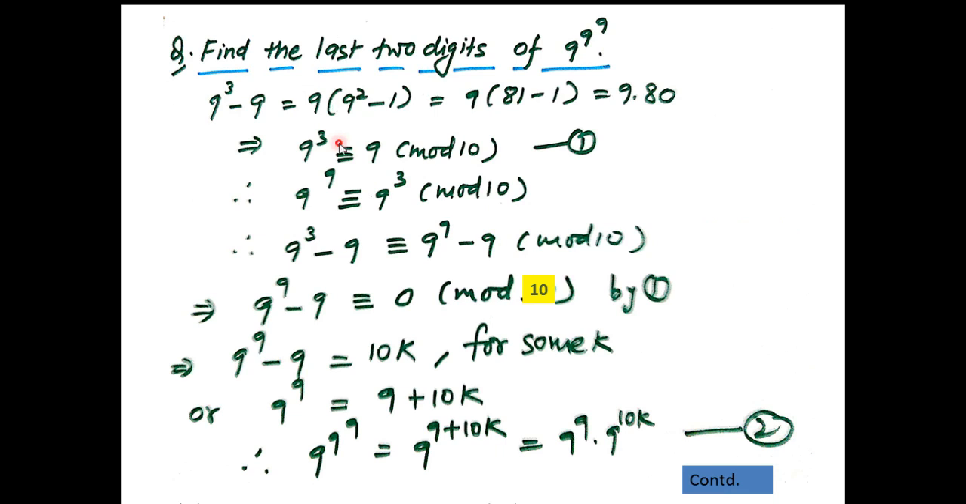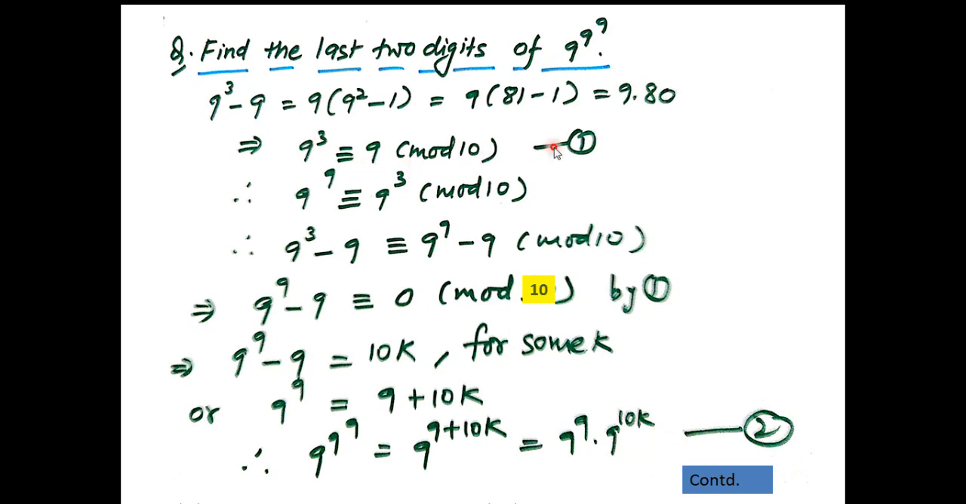Let us consider this question. Here we have to find the last two digits of 9 to the power 9 to the power 9. Now 9 cube minus 9 can be written as 9 into 9 square minus 1, which is equal to 9 into 81 minus 1, which is equal to 9 into 80. Therefore 9 cube is congruent to 9 modulo 10, because this will be 0 under modulo 10. So 9 cube minus 9 is congruent to 0.